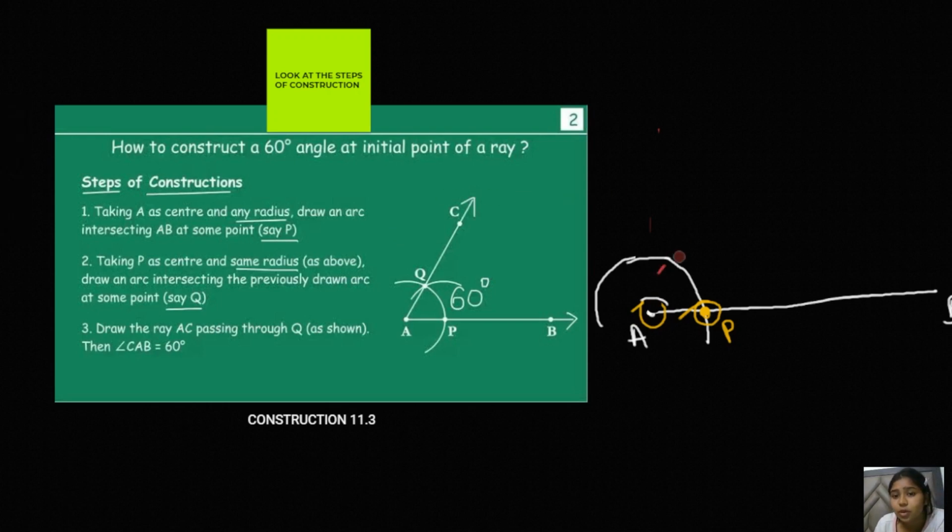So this is how the arc will look like, and then you just have to, where the arc formed by P as the center and the arc formed by A as the center meet, draw the line and join the line with the center, naming it C. So this particular angle will be 60°. This is how to construct a 60° angle.